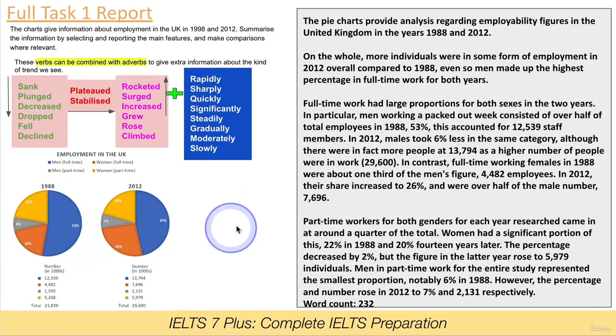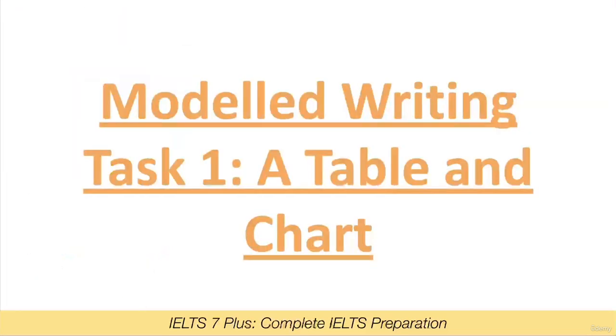But there we go. There we have our two pie charts, which may seem a bit daunting at first, but hopefully that's shown you that, oh, that's okay. We can still group and compare and contrast and select the main information, which is the task. Okay then, well, let's have a look at the next task, and we are going to have a table and chart. So a multi-chart question here.